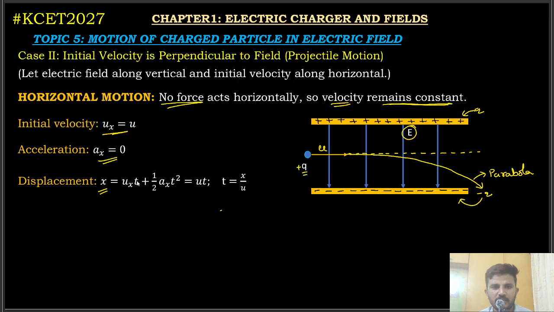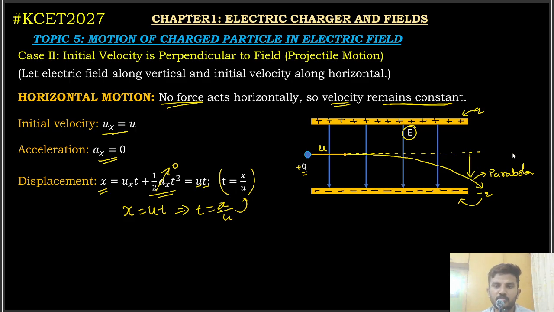Then what will be the displacement along the x-axis? u_x t plus half a_x t square. Since acceleration is 0, this complete term becomes 0. So only velocity along the x-axis is u, so u into t. So the time taken to travel through a distance x is given by t is equal to x by u, because x is equal to u into t. This can be written as t is equal to x by u, which I have written here. Clear? Now what about vertical motion? It is getting displaced along the y-axis.